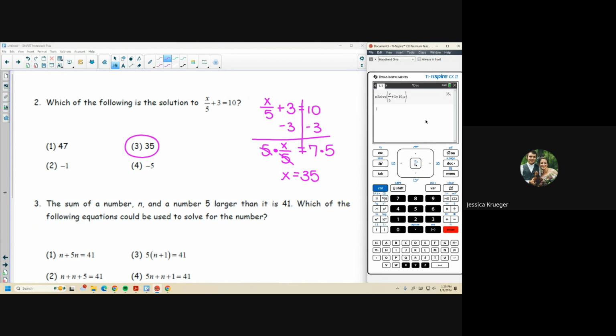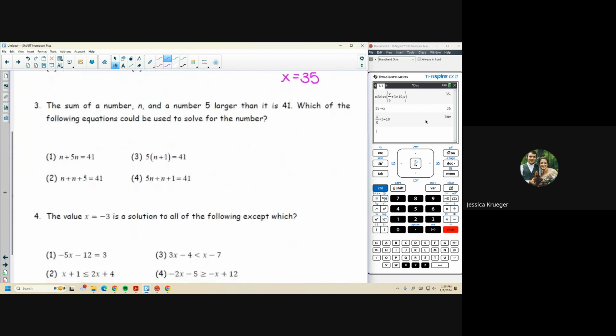So we've got the algebra and we've got a quick way to check it in the calculator. One other way you could check it, if you got 35, you could take 35, store it as x, and then type in the equation, x over 5 plus 3 equals 10, and make sure it's true. So you've got a lot of different ways you can use your calculator to verify this.